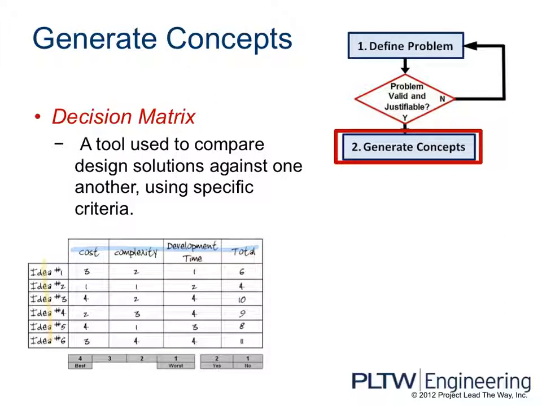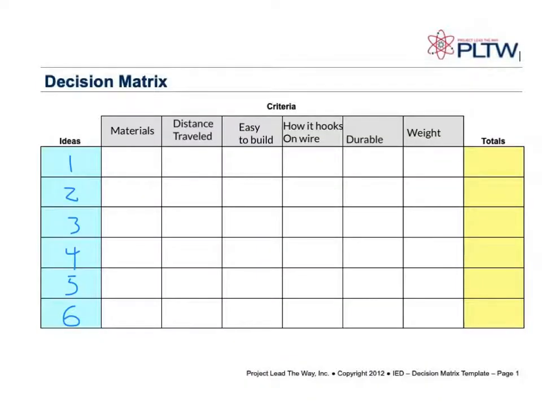Okay, so on our next slide, we're going to go ahead and fill out the decision matrix for our current project. So as we look at our decision matrix for our current wire-guided vehicle, I'm coming up with 6 different ideas that we're going to look at. Then I look at the criteria that we've got to have.